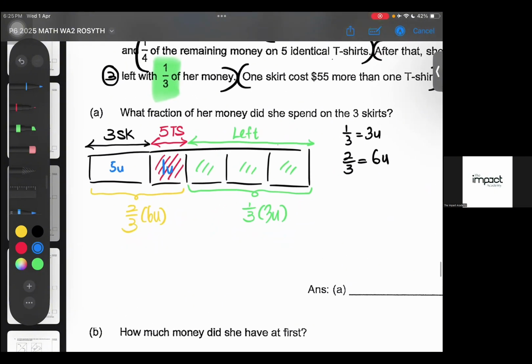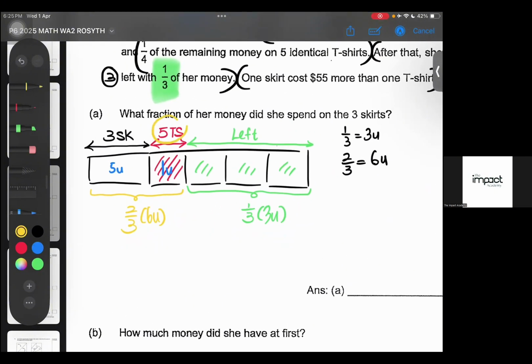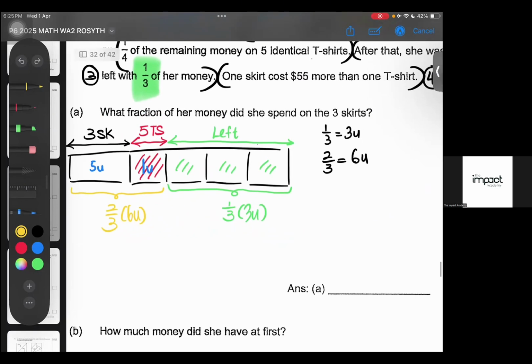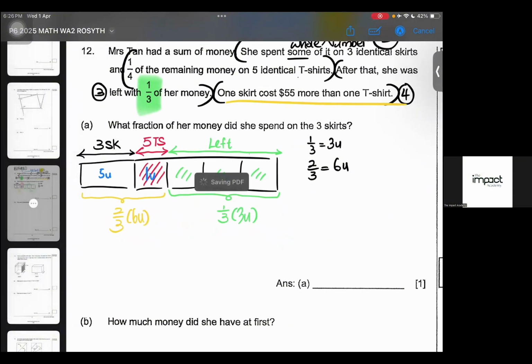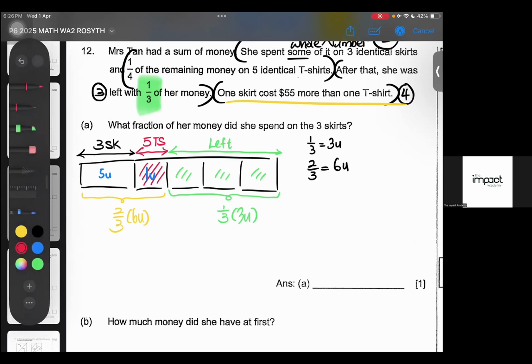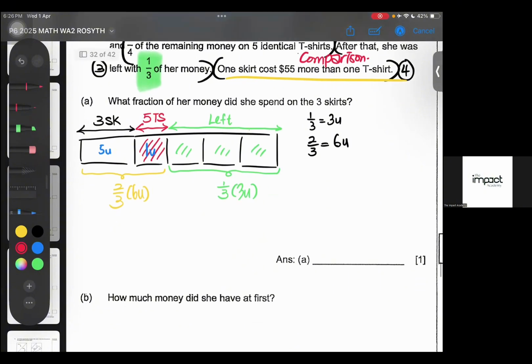Usually what happens is you'll get an amount over here, right? Then we can say 1 U is say $50. Then we know how to do, right? Never mind, it's okay. Let's move on to the next one. What did the question say? 1 skirt costs $55 more than 1 t-shirt. You see, every time you see more than, you know that this is called comparison. True. It's a concept under whole numbers.